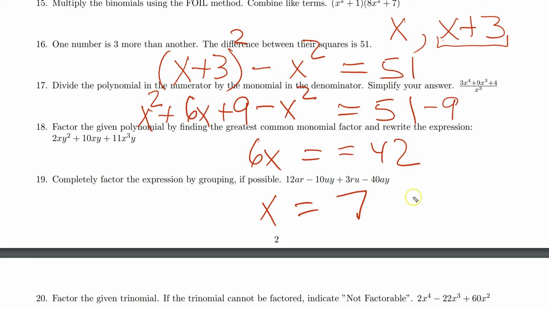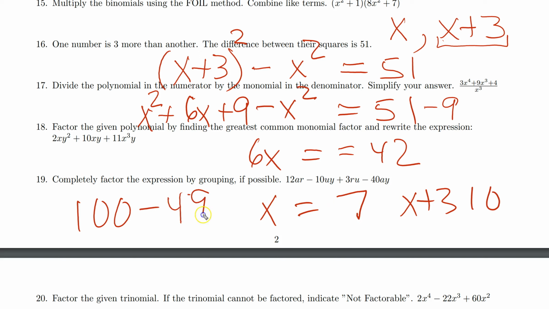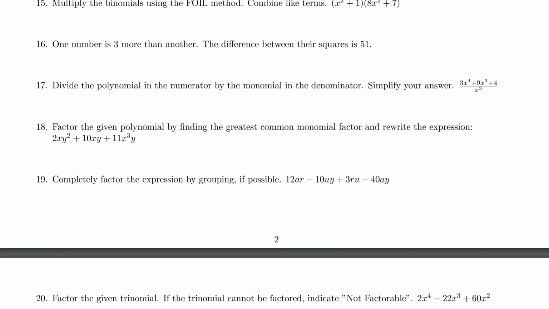Yes, so my two numbers are x, which is 7, and then x plus 3 is 10. If I square 10, I get 100. Square 7, I get 49. And the difference is 51. So good. That one checked out nicely. Again, I don't have the answers. I'm just working these for strategy and some hints here.